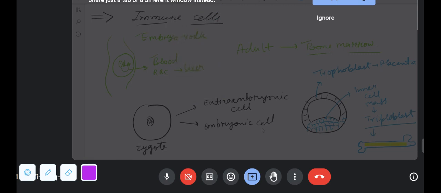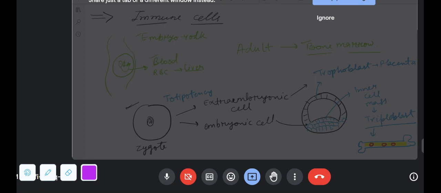There is one important cell type. The story you are going to see properly now. The zygote can give every cell of the body, so the potency of the zygote is called totipotency. Totipotency. But the extra embryonic cell will give trophoblast only, and the embryonic cell will give the inner cell mass.